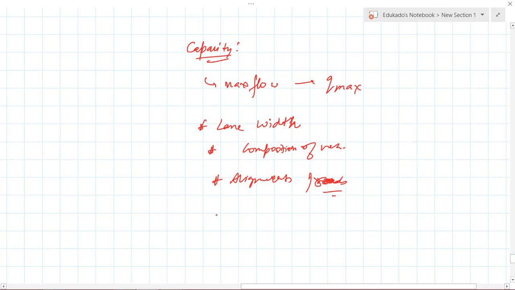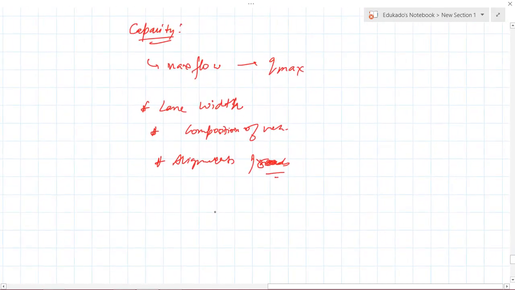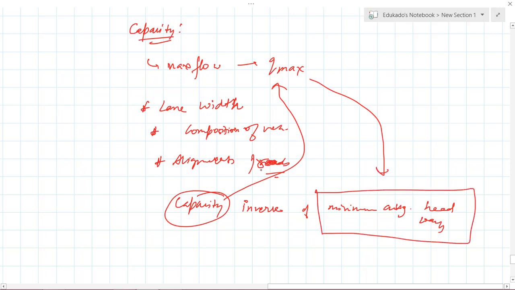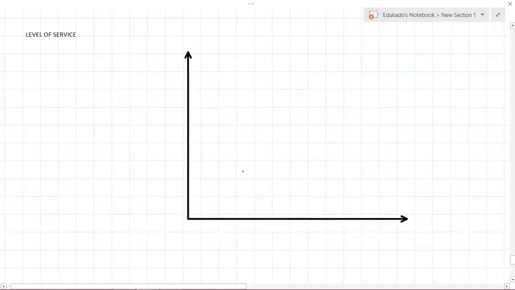Alright, so this was the capacity thing, and this capacity is nothing but the inverse of minimum average headway, because this capacity is nothing but Q max, so its inverse will give me minimum average headway. That's all there needs to be understood about it. That's it. This was capacity.